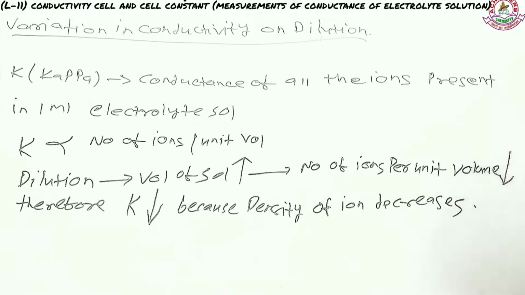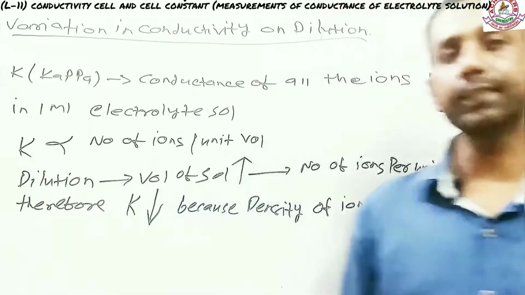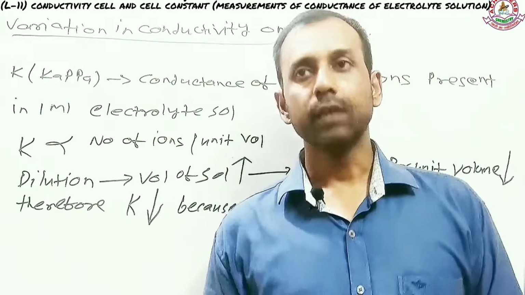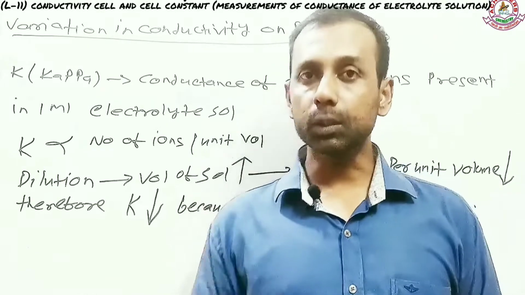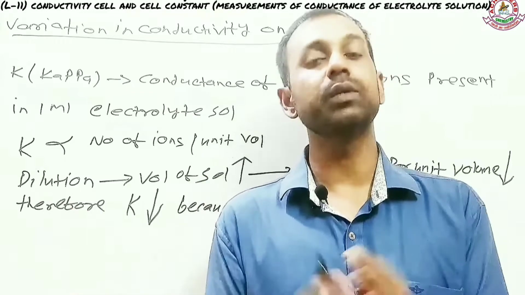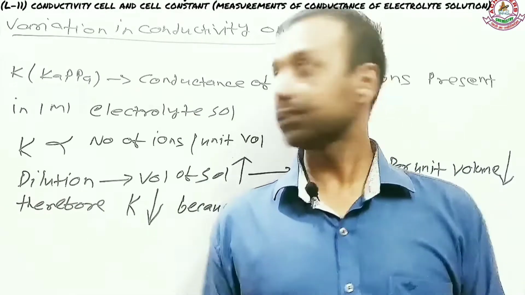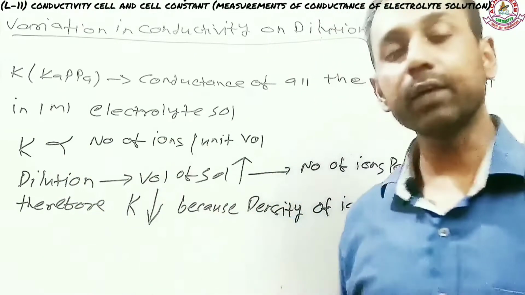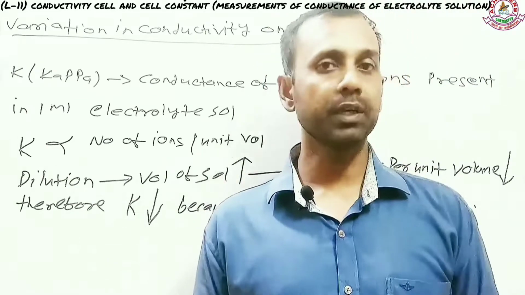This is also done. What is conductivity? Conductivity is the conductance of all the ions present in 1 ml of a solution. So when you dilute a solution, the volume of solution increases. If the volume of solution increases, the density of the ions will decrease. And if the number of ions per unit volume is decreasing, since conductivity is based on the number of ions, the number of ions will decrease on dilution, and therefore the conductivity decreases. So I hope you have understood.